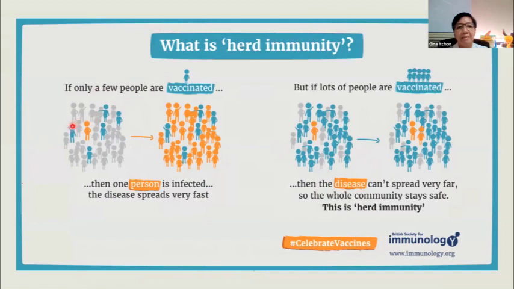If only a few people are vaccinated, so you have a whole lot of susceptibles, the ones who are colored gray. If you have one infected person, it is so easy to pass on the infection to others because there are few people who are immunized and who cannot get the disease. But if lots of people are vaccinated, so you have one infected person in orange, it will be more difficult for that disease agent to be passed on to another susceptible individual. Then the disease cannot spread very far and the whole community stays safe. That is what herd immunity is, no?